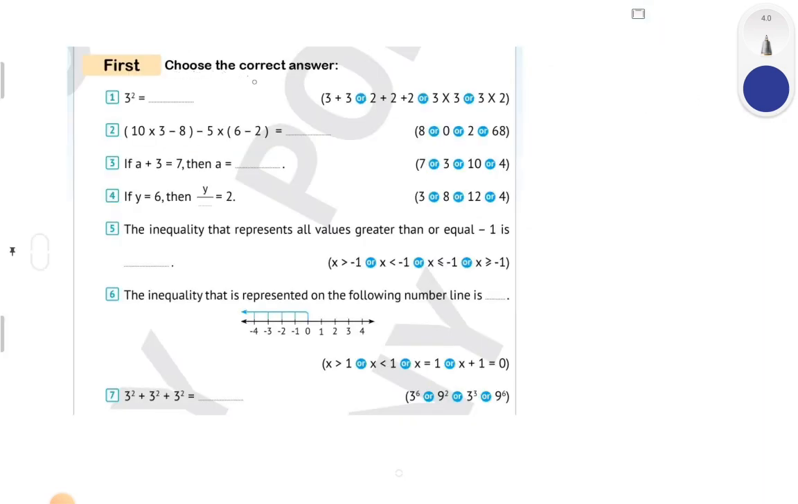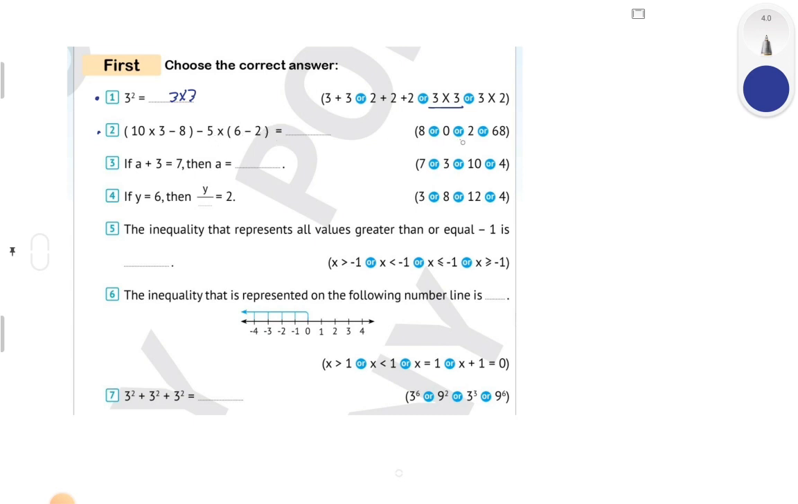We have the first question, choose the correct answer. Point number 1. 3 to the power of 2 equals what? 3 plus 3, or 2 plus 2 plus 2, or 3 by 3, or 3 by 2. We know that 3 to the power of 2 means to multiply 3 by itself 2 times, 3 by 3, and choose.